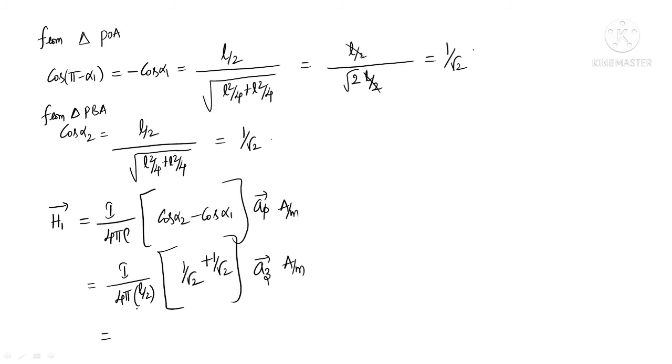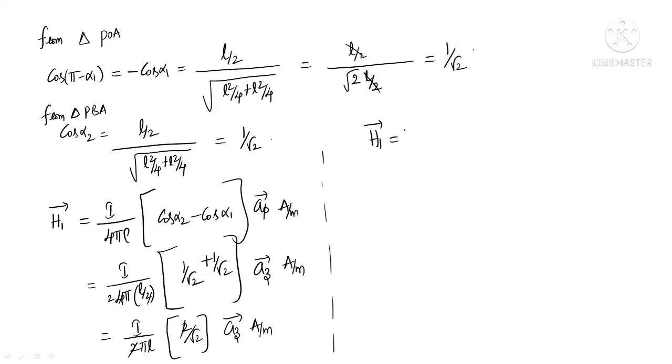So that you will get here 2 1s, 2 2s. It is I by 2 pi L, 1 by root 2 plus 1 by root 2, 2 by root 2, 2 by root 2. So 2 gets cancelled again. Root 2 into pi L I AZ bar ampere per meter. So finally the field due to the first side at the point P is given by I by root 2 into pi times L AZ bar ampere per meter.